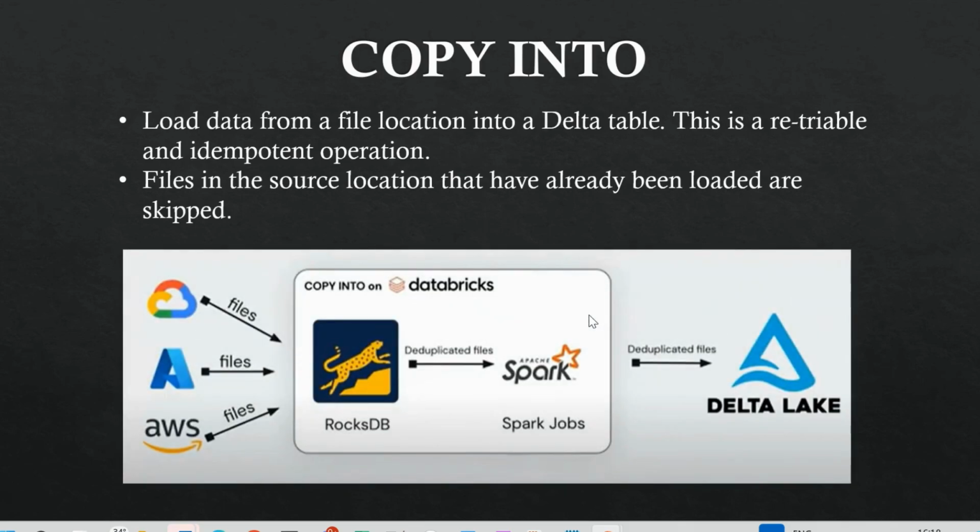So in this, once the files arrive from the cloud storage, the metadata gets saved into the RocksDB, and in the RocksDB itself, it goes ahead and deduplicates the files. Whatever has been processed, it removes those, and the new files are actually getting copied into your Delta Lake table.